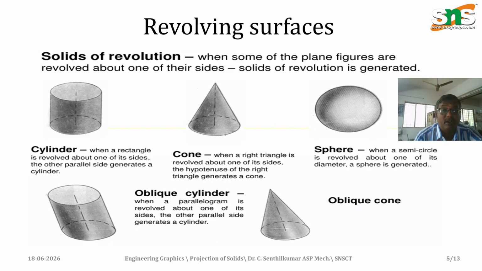Let me see the revolving surfaces. The cylinder, the cone and the sphere are the revolving surfaces. These revolving surfaces have different geometry, different axes and different material content. When we see a problem, we will understand. For the cone, we have the apex. For the cylinder, we have the axis. For the sphere, we have the radius. So let me see one by one.